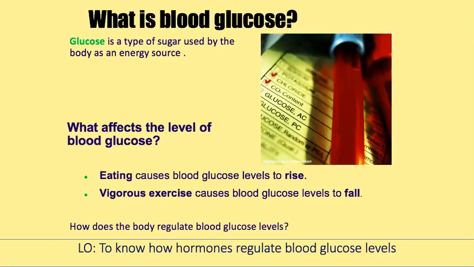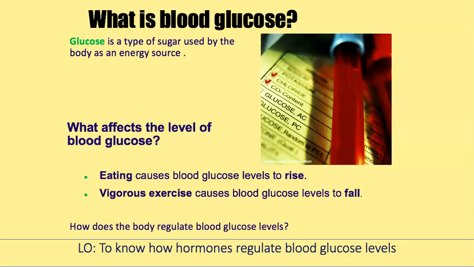Okay, so what is blood glucose? Blood glucose is just a type of sugar. So there are different types of sugar: lactose, fructose. Glucose is just another type, but it's the type that our body actually uses as an energy source. So we need to eat food, our body breaks the food down, the glucose gets into our blood and is distributed to our respiring cells, so our cells that are doing the process of respiration, to release energy. So that's a little bit of revision from B1.